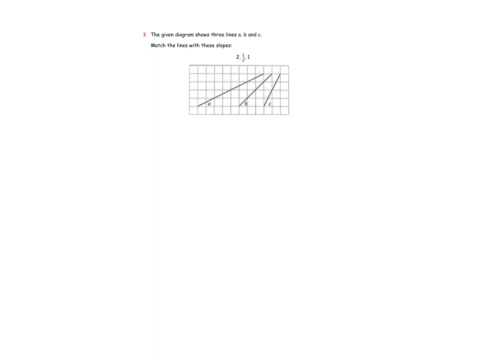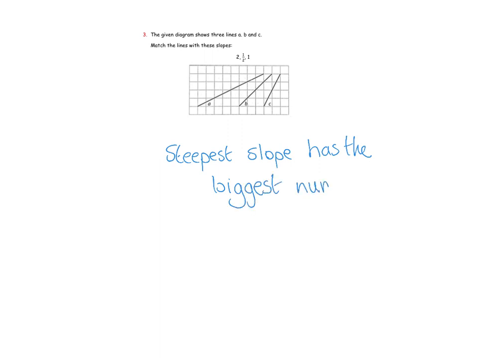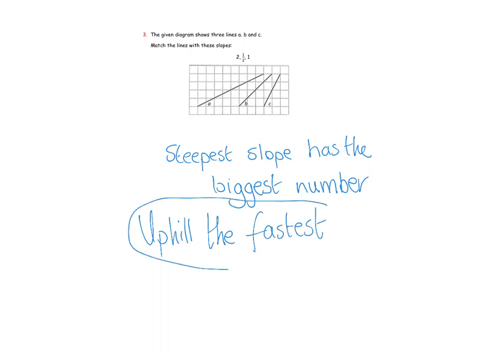The third question says the diagram shows 3 lines A, B and C, and it just wants you to match the slope. Remember that the steepest slope has the biggest number. The steepest slope, the one that's going uphill the fastest, is the steepest.